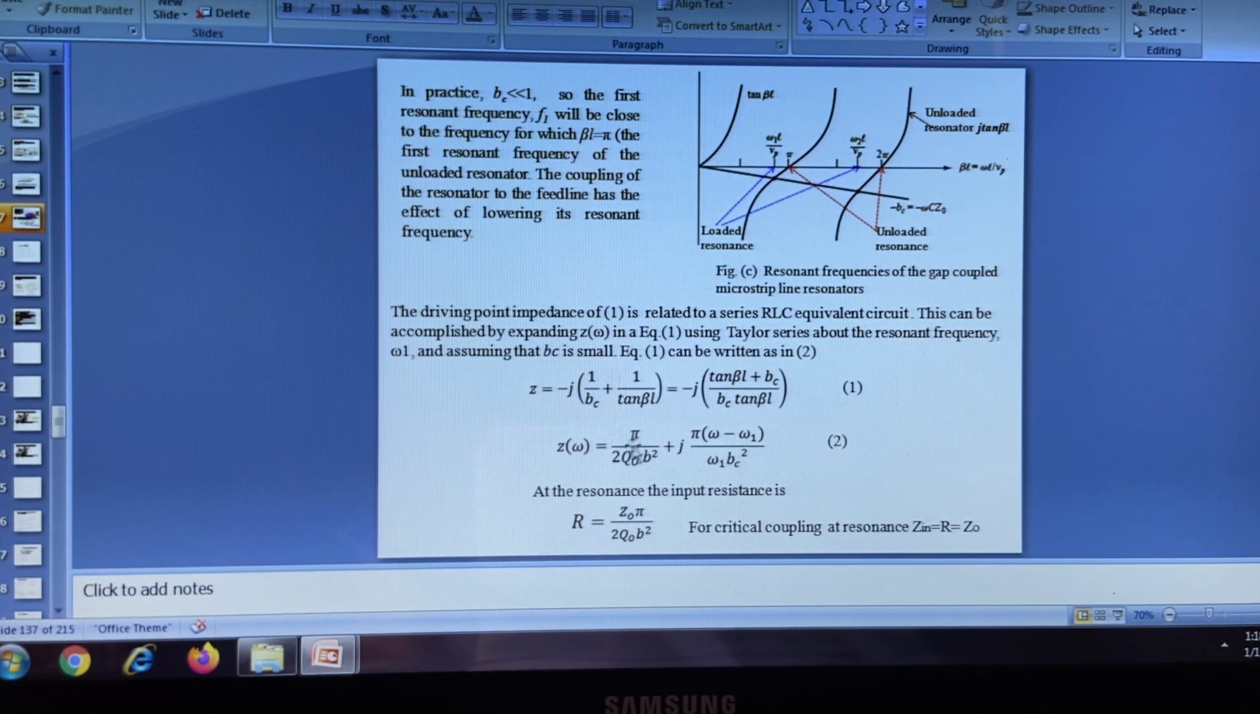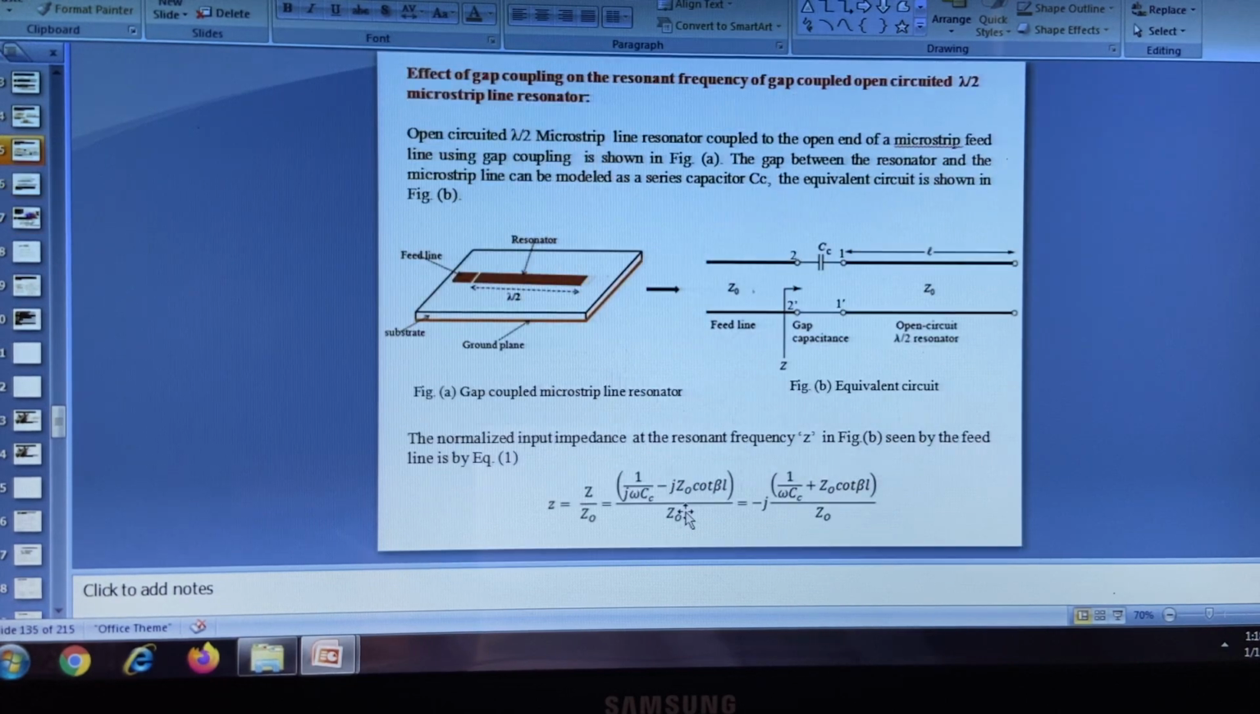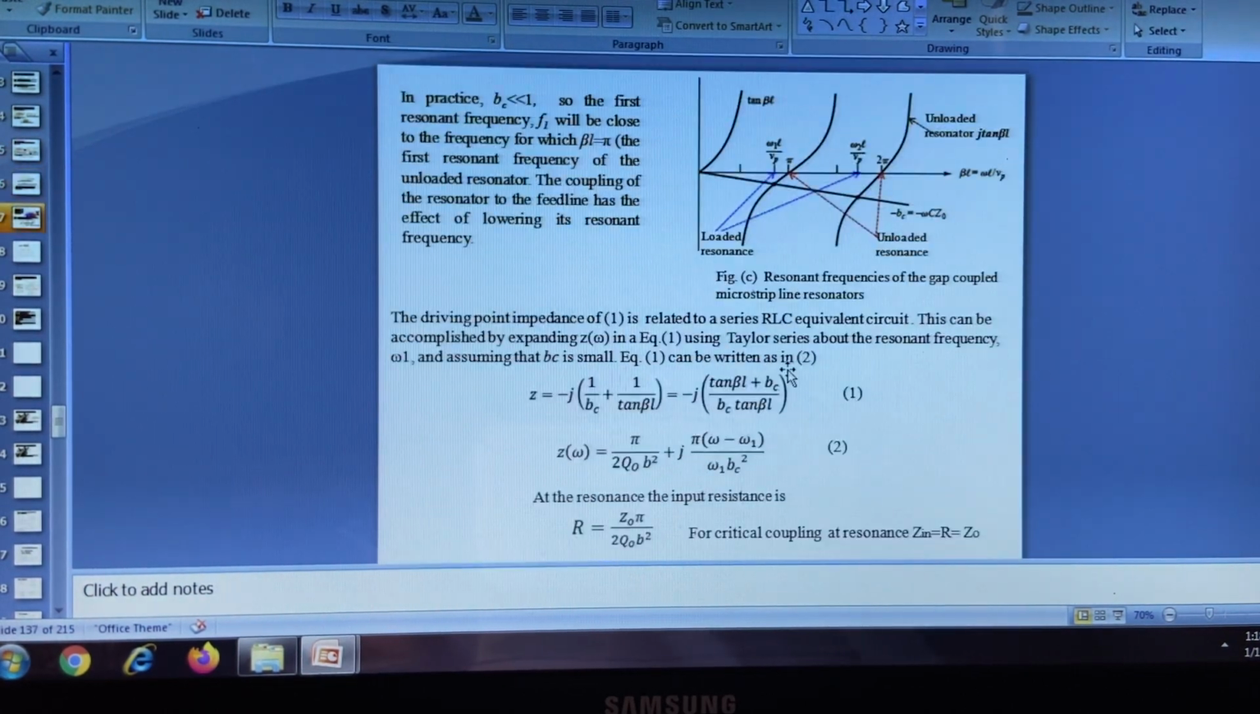This is a normalized resistance. So unnormalized, we have to multiply this by Z naught pi divided by 2 Q BC square. This is like R plus jX. So R is the resistance value here for the input impedance of the circuit. So at resonance, this behaves like a resistance. That resistance value is given by this value here.